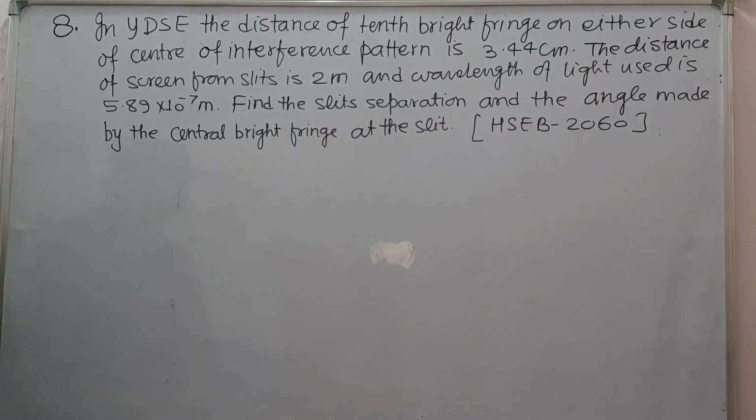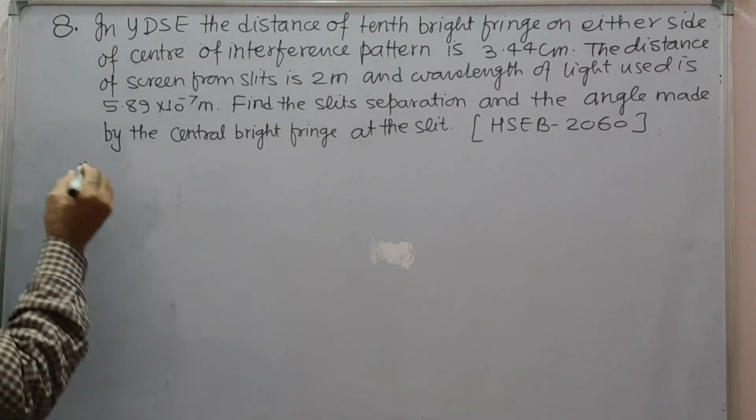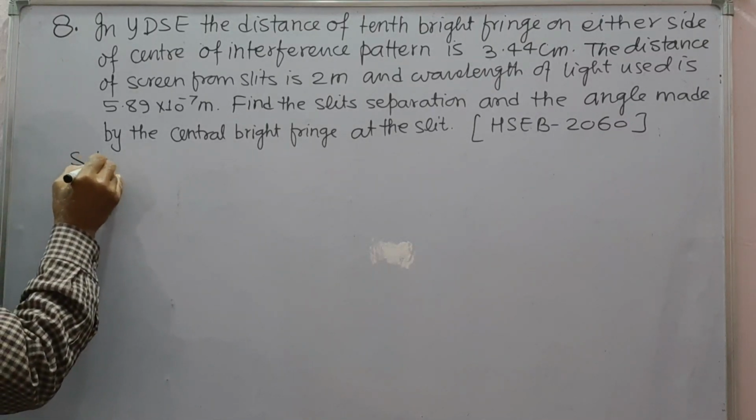Next question number 8. In Young's double slit experiment, the distance of 10th bright fringe on either side of center of interference pattern is 3.44 cm. The distance of a screen from the slits is 2 meter and wavelength of light used is 5.89 into 10 to minus 7 meter. Find slit separation and the angle made by the central bright fringe at the slits. Solution.